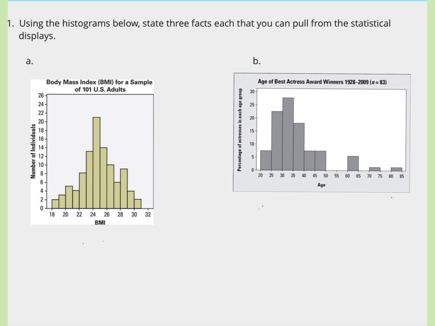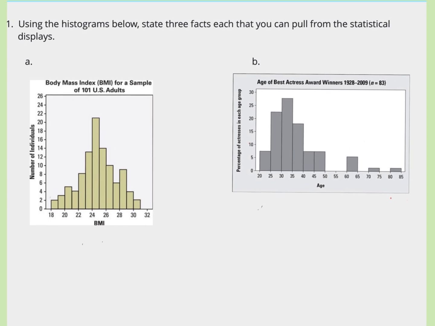I have two different histograms drawn up here. The first one is the body mass index for a sample of 101 individuals. Along the horizontal axis you can see the BMI values, and the vertical axis tells us how many individuals have that particular value. Like the stem and leaf plot and the box plot, we can easily identify the low end. Our lowest values look like they're in the 18 BMI interval, and the highest value looks like a 31 BMI.